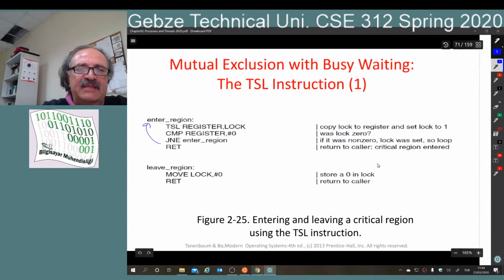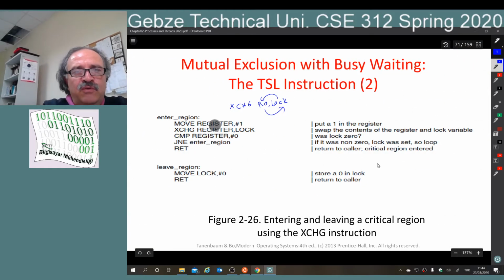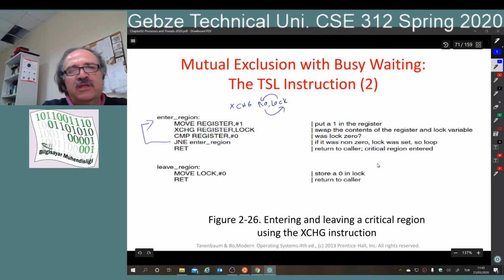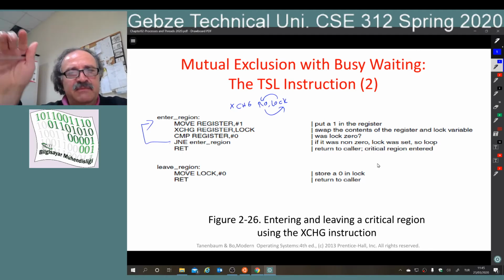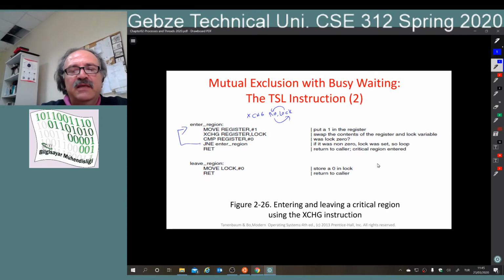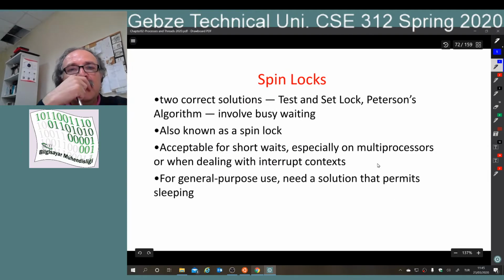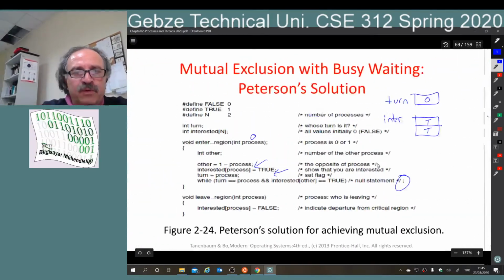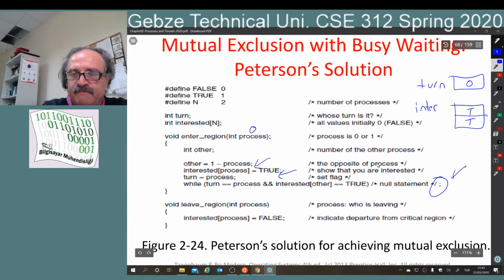And if I like to implement the same thing with exchange, this is what I do. I move 1 to register, then I exchange the register value with the lock, and I compare the register value with 0. If I get a 0 from the lock, that means that I can go to my critical region. Otherwise, I need to go to the top of the loop, jump not equal. Okay, so very similar. Idea-wise, it's very similar. Okay, good. Any questions so far? So the spin locks, like this one, or this one, or this one. The spin lock is here, right? Here's our spin lock.